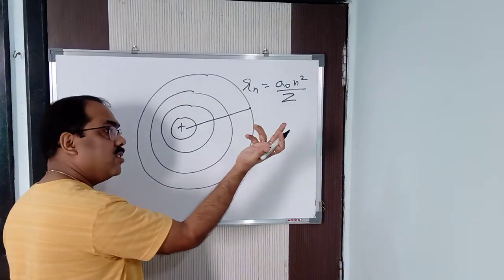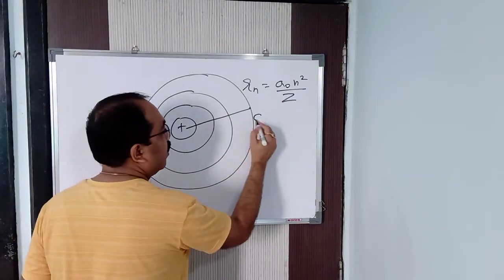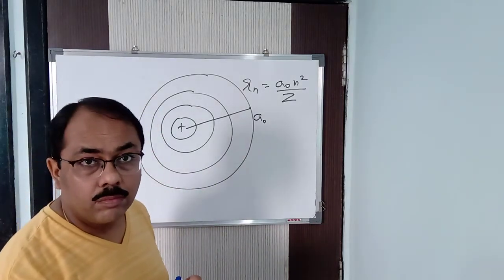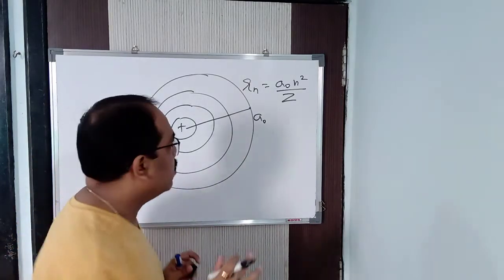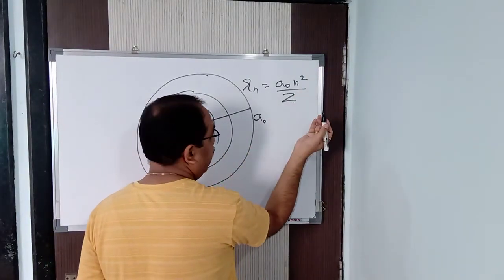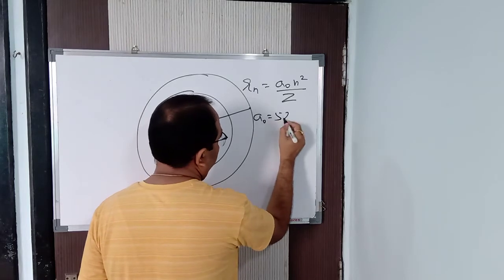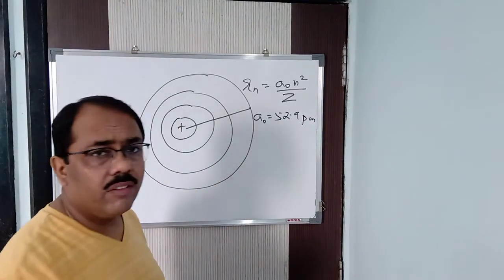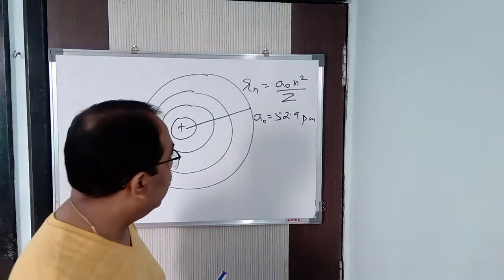Here n again is the number of shells. A0 is a constant, which is known as Bohr's atomic radius. Clear? n is the number of shells, Z is the atomic number. So what is its value? 52.9 picometer. A0, the value is fixed. Why is it called Bohr's atomic radius?